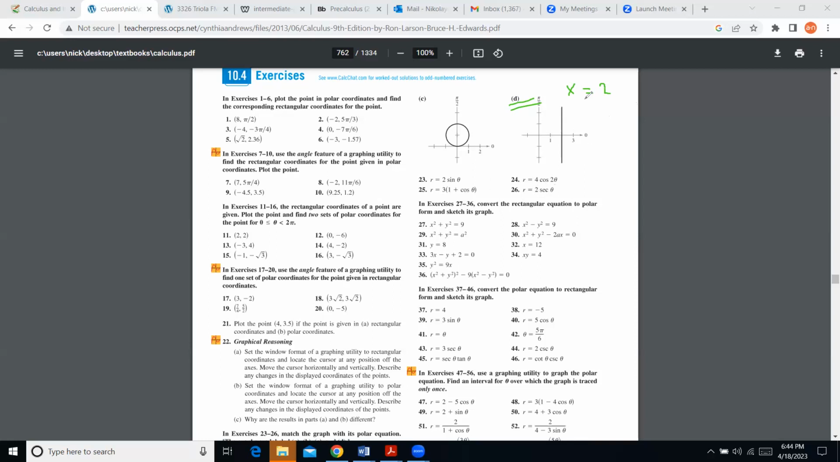Well, if you think of x, it's the same as r times cosine of theta, which is equal to 2. And if you have r isolated, you're going to have 2 over cosine of theta, and 1 over cosine is secant. So it's indeed, we'll have that equation. Interesting, right?